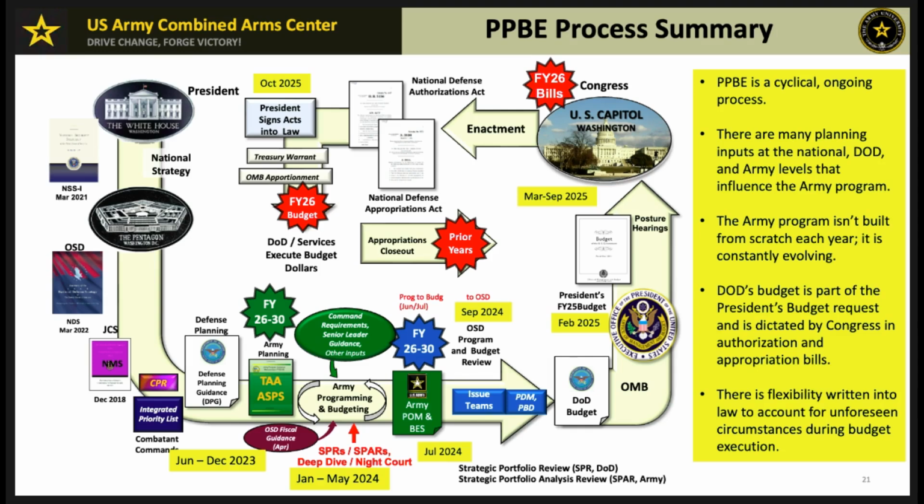So this has been an overview of F107. This overview has shown how the PPBE process is cyclical and continuous, shaped by national, DoD, and Army level planning inputs. We talked about how the Army program evolves annually rather than being built from scratch. Now you understand that DoD's budget is included in the President's budget request and guided by Congress through authorization and appropriation bills, with built-in legal flexibility for addressing unforeseen circumstances during execution.